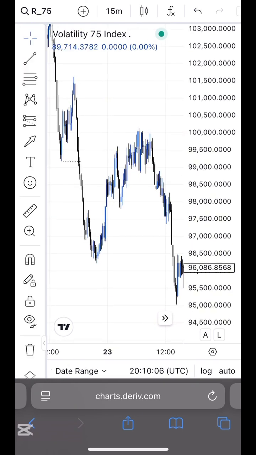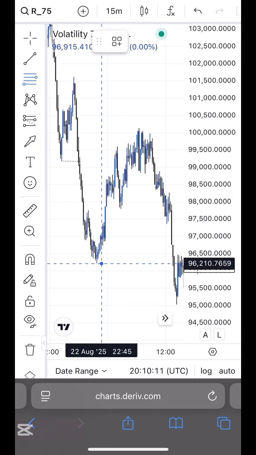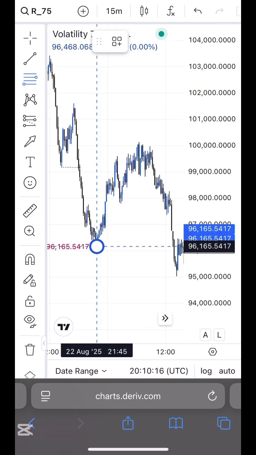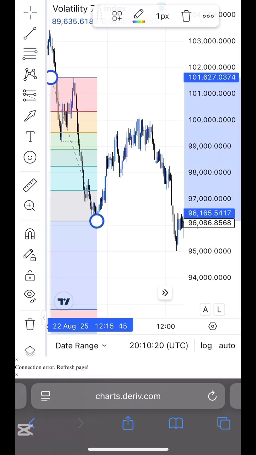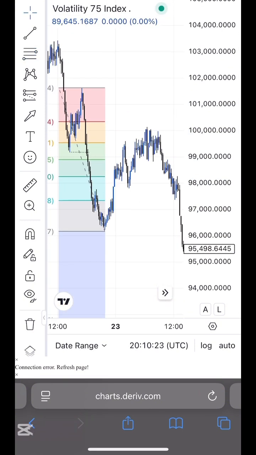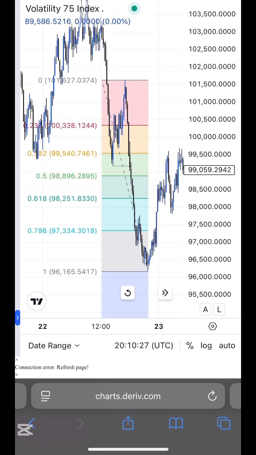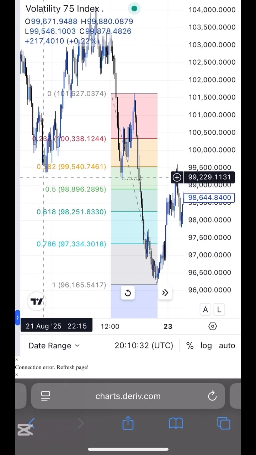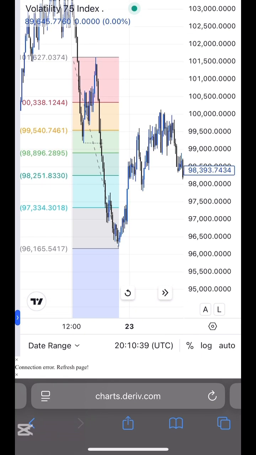You then take your Fibonacci retracement and mark it from where the market started retesting to the origin that caused the breakout structure, which is this zone. Then there's what we call the golden zone. The golden zone is marked from 0.382 to 0.236. So that is your golden zone.